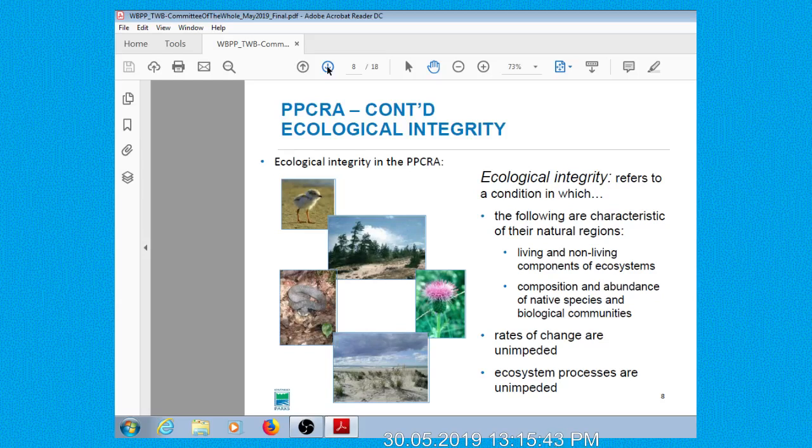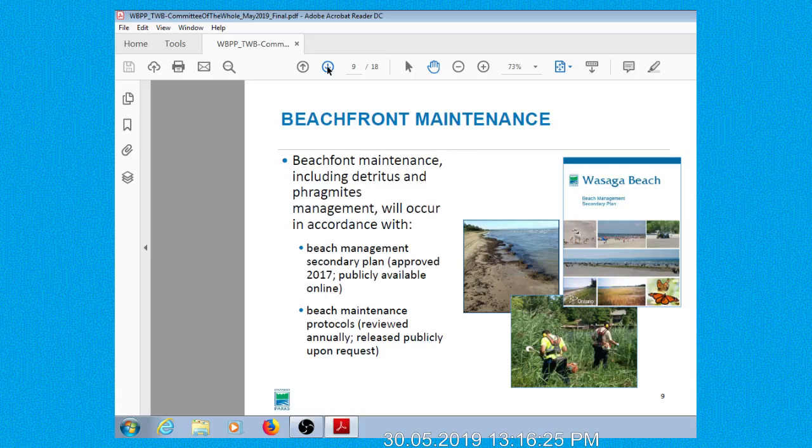So rates of change, it happens all the time. One change this year is the water levels. Those things are unimpeded, and then the various processes that happen are unimpeded. So that's the ideal of ecological integrity. When we make decisions, these elements are what we think about, but we understand that it's a balancing point, and that these are, again, my north arrow example. We make decisions trying to point towards this, recognizing that it's not an end goal. It's not something that you can achieve and tick the box and say, yep, we've got ecological integrity. It's something we strive for and we learn from every day. So we're making decisions all the time that consider these different factors, among all the other parts of the PPCRA.